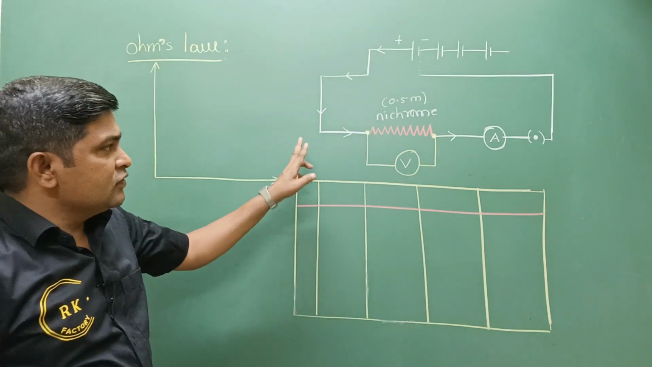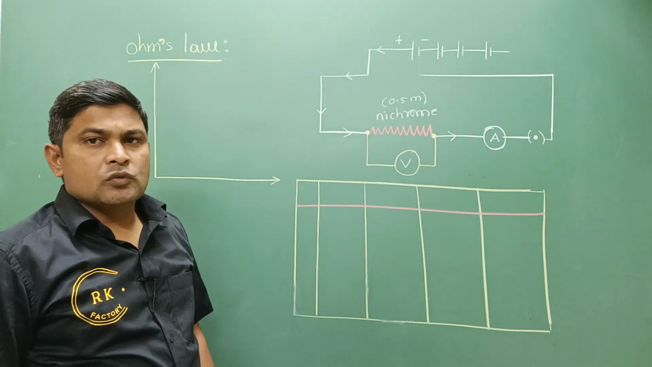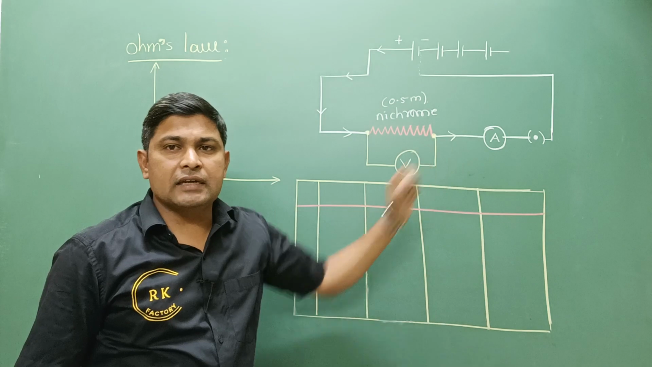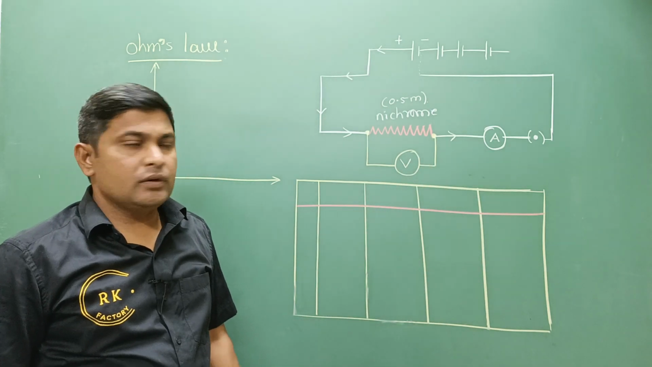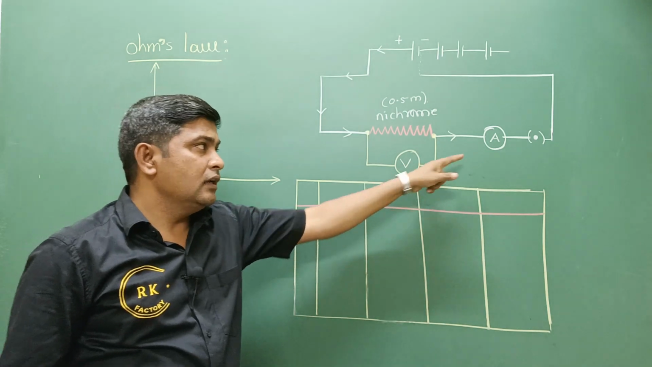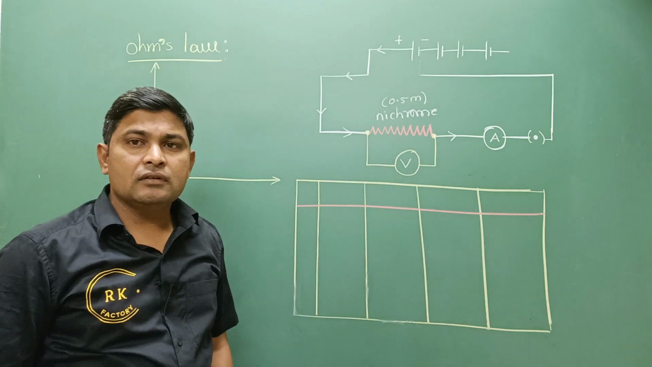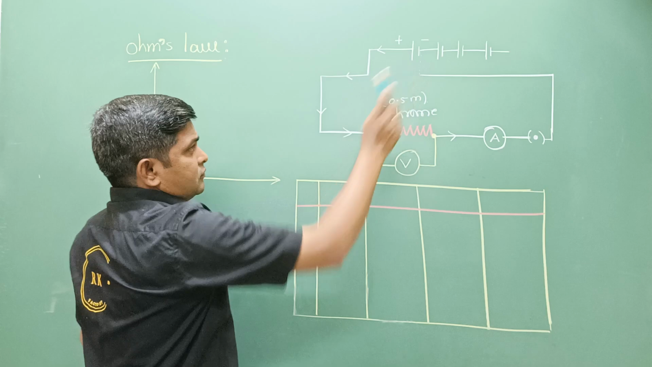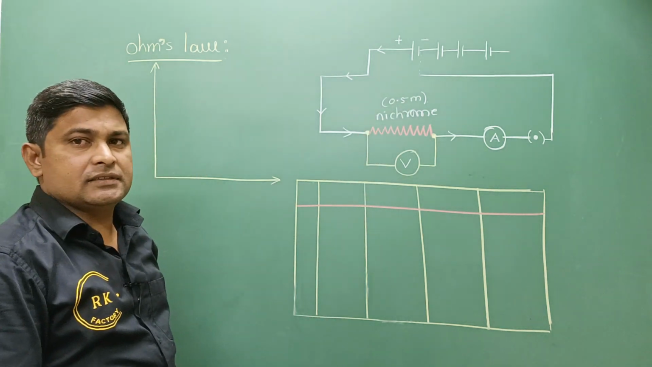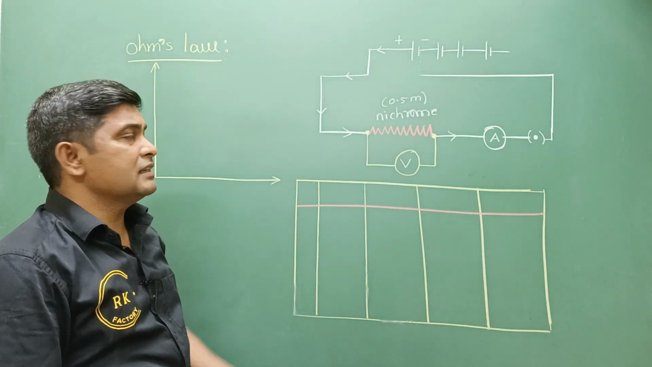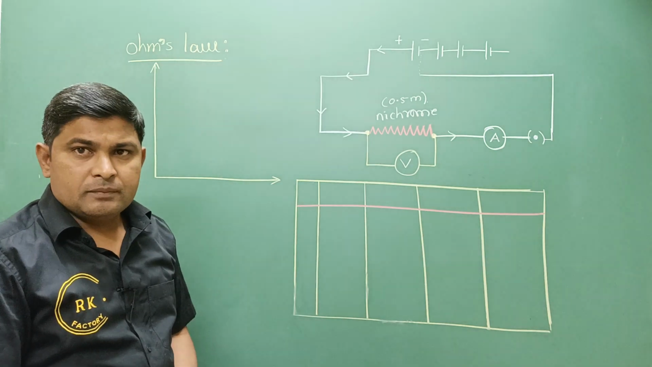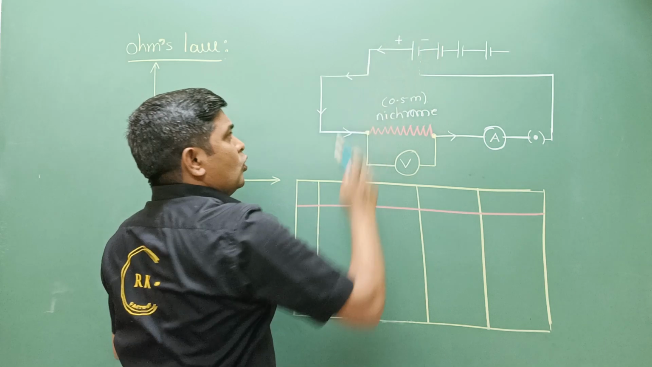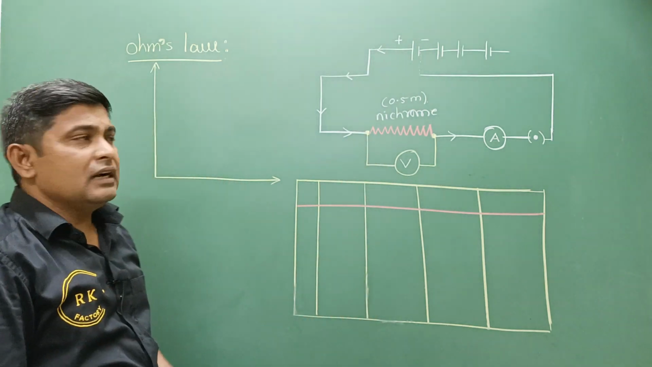So whenever current is flowing in the circuit, what two readings can we take? One is a voltage, another one is a current, right? So in the voltmeter you can take the voltage, in the ammeter you can take the reading of current. So that's why we have four different batteries with the same capacity. Let us say 1.5 volt or 3 volt, whatever you take. So 1.5 volt, 4 batteries have been taken and connected.